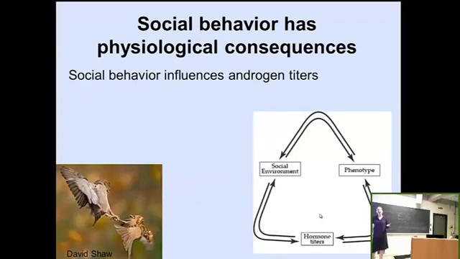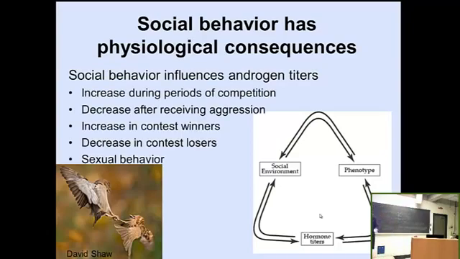Okay, so as I was thinking about this problem, I thought that, hey, maybe part of the issue is that people are just looking at aggression, and they're stopping after thinking about aggression. But we all know that social behavior has important physiological consequences. So thanks to a lot of prolific work on the challenge hypothesis, we know that aggressive behavior influences hormone titers in particular.